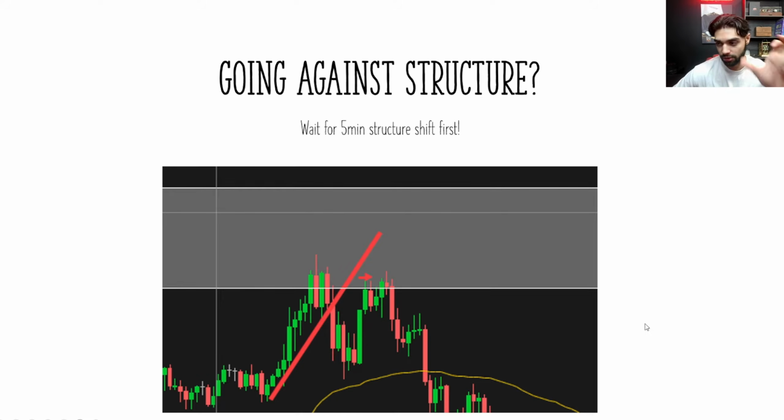Now, going against structure, if I ever play against this structure, I want to wait for the 5-minute structure shift first. So let's say in this example, the market right now is super bullish, the trend is bullish, and we're pushing into supply. I don't really want to short if the market is bullish, but I still will sometimes. There's A+ and A- setups.